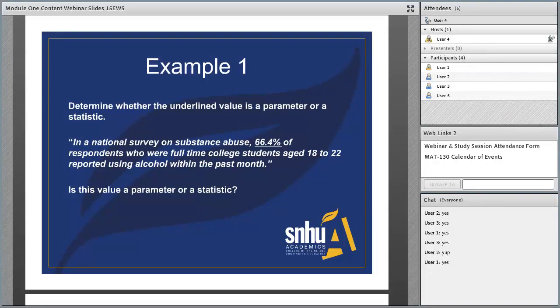Determine whether the underlined value is a parameter or a statistic. In a national survey on substance abuse, 66.4% of respondents who were full-time college students aged 18 to 22 reported using alcohol within the past month. So is this value a parameter or a statistic? So you can go ahead and type in what you think. Any thoughts? Right, so is this 66.4% measuring the entire population or is it just measuring a small sample of the population?